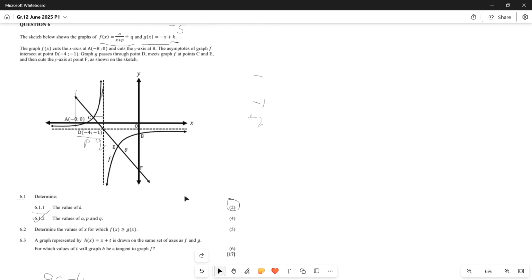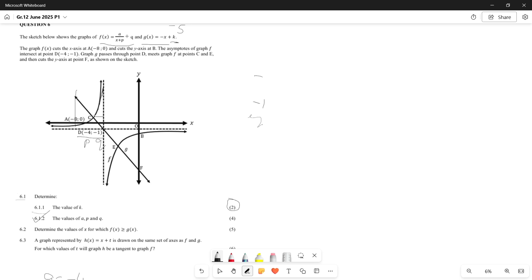Cool guys, so question 6.2, what we have here is determine the values of x for which f of x, this graph, is greater than or equal to g of x. So if we are going to look at it in interpretation first before we start to solve for it, what this means is where is f of x on the x-axis greater than the g of x in terms of y. So if we're at this point, our hyperbola, our f of x, is less than our straight line. But as we move to point C, they're exactly equal at that point.